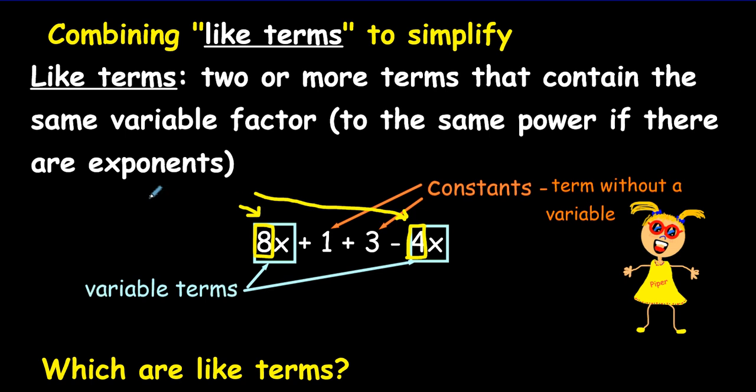Understanding the coefficient is very important because the coefficient is actually the value that you'll be combining when you combine like terms. Coefficient. All right, and I think I spelled this correctly, but coefficient, whoops, that's a T at the end. So 8 and 4 are the coefficients.